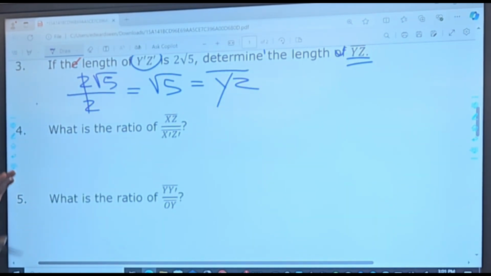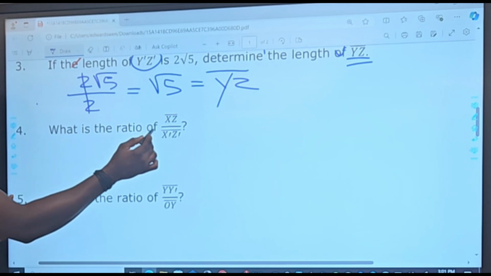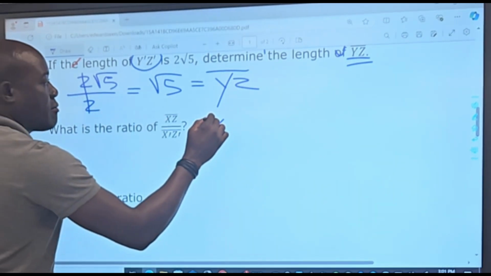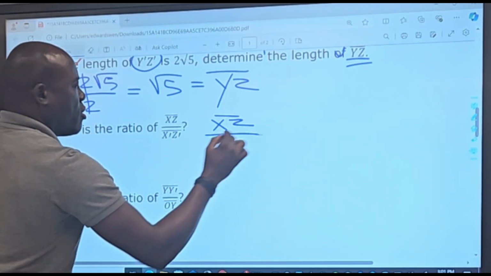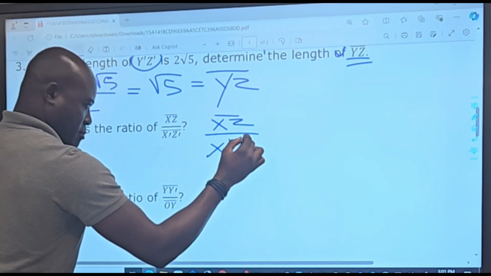The fourth question wants us to look at the ratio between this, xz over x prime, z prime.